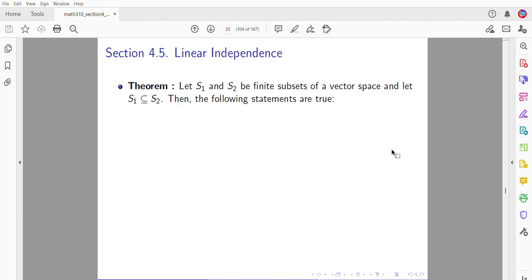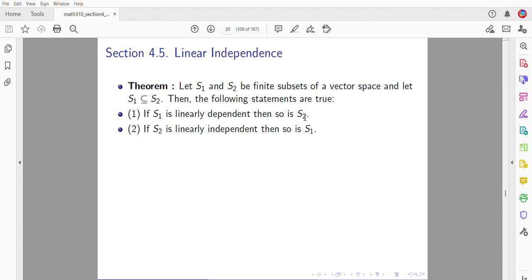Now let's consider the next theorem. Let S1 and S2 be finite subsets of a vector space. Suppose S1 is contained in S2. Then the following statements are true. If S1 is linearly dependent, then so is S2. That means if the smaller set is linearly dependent, then so is the bigger one. On the flip side, if the bigger one is independent, then so is the smaller one. This is an important theorem, everyone.